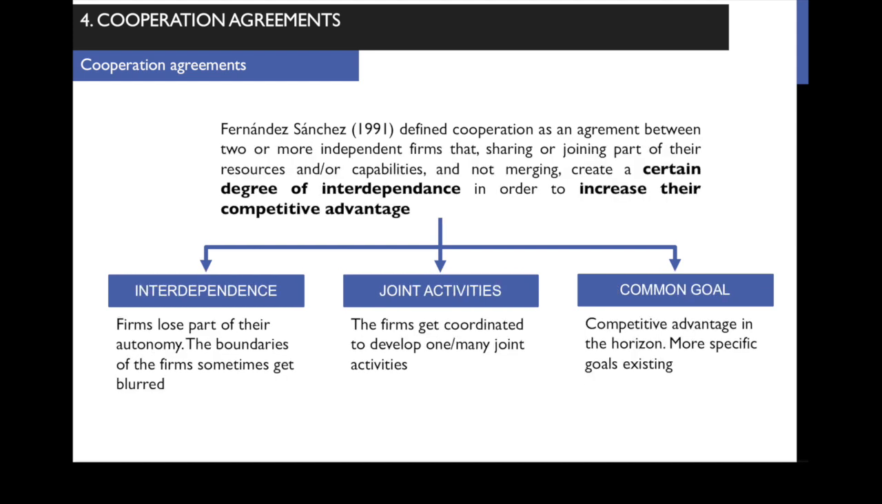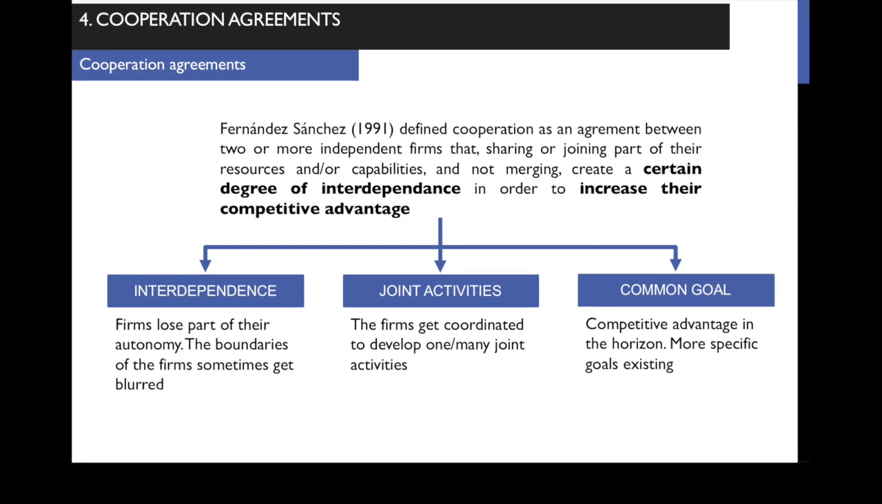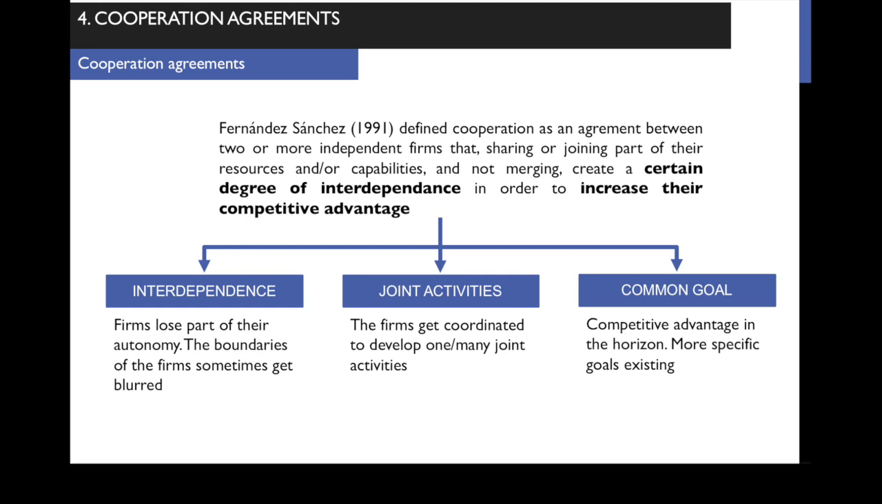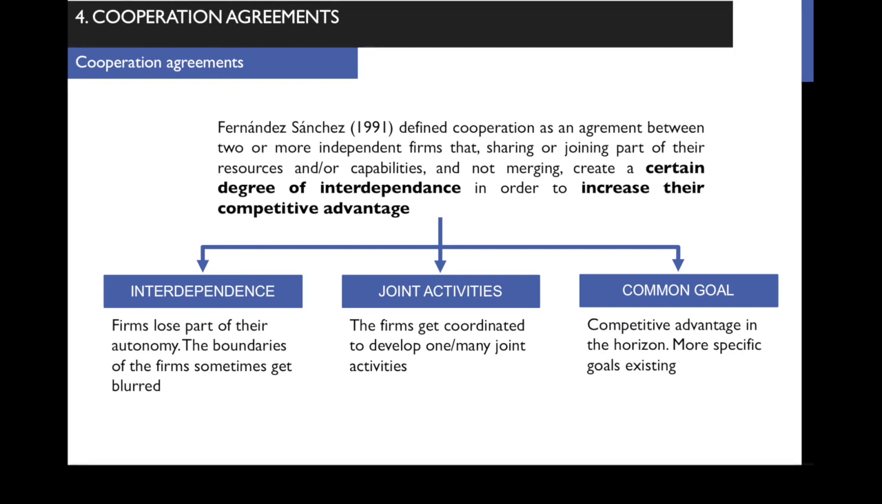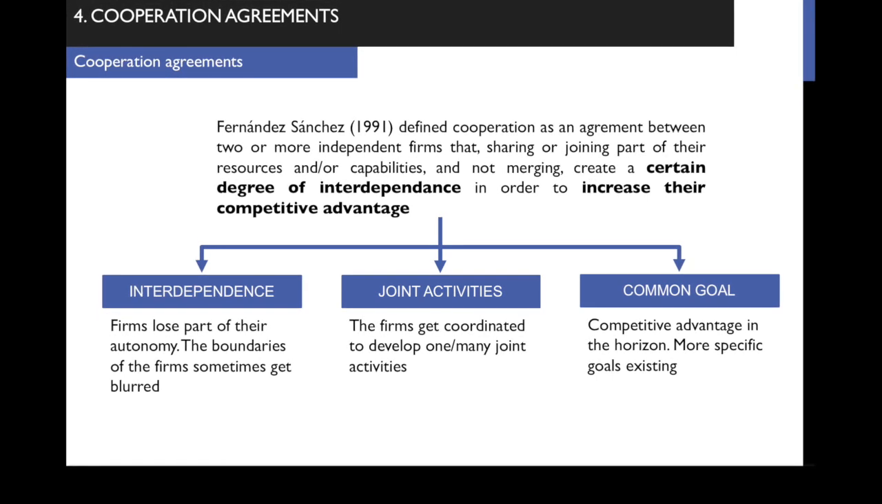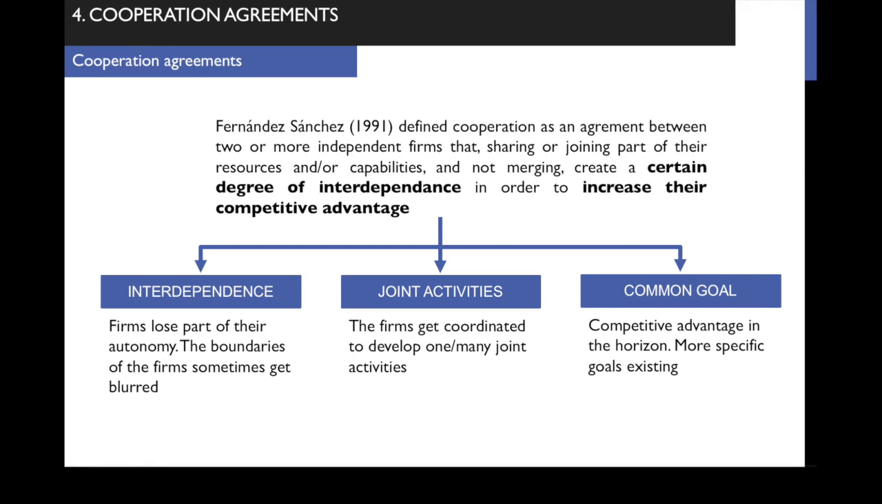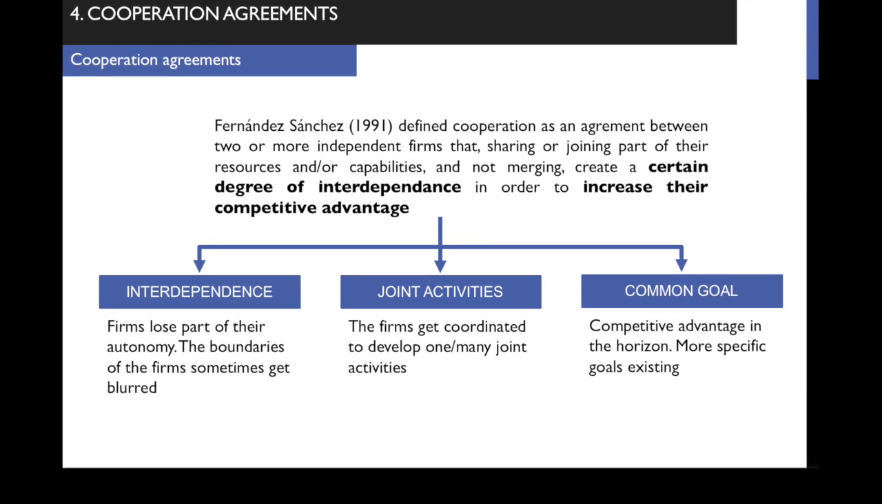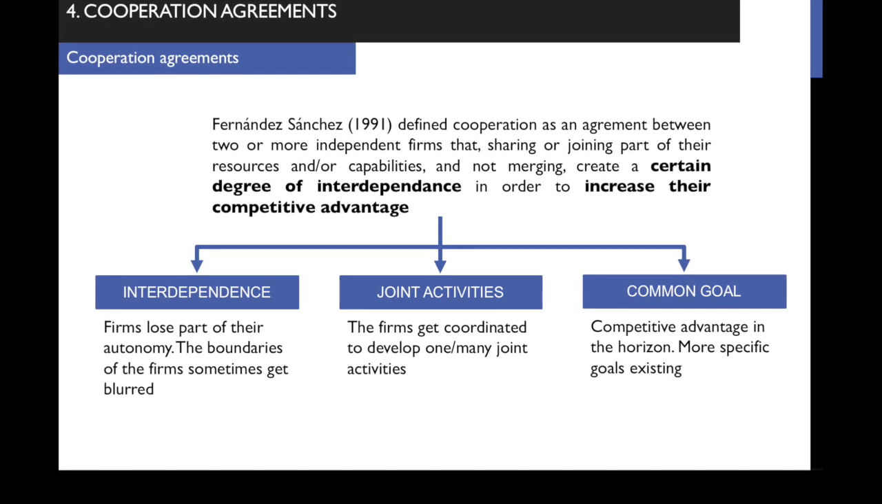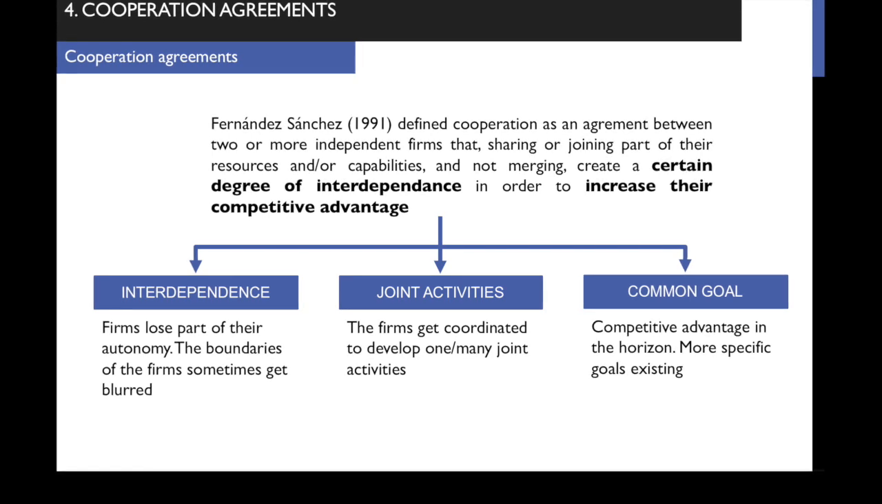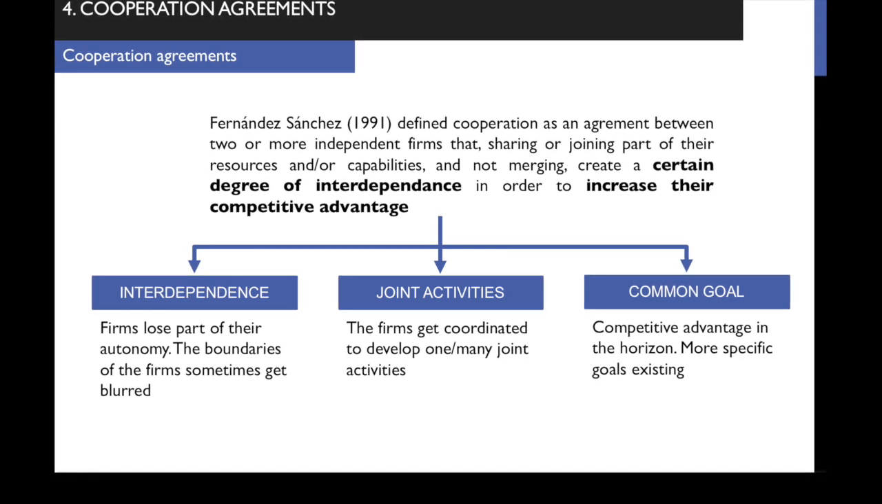What else? Well, after the cooperation agreement, a certain degree of interdependence is created. I mean that the firms involved in a cooperation agreement cannot do many things in isolation. These firms lose part of their autonomy. Think about the Burger King which is in front of the faculty, okay? Imagine that the franchisee wanted to sell pizzas. They couldn't, because the franchise agreement doesn't allow them to sell whatever they want. They cannot even choose the prices of the products, okay?